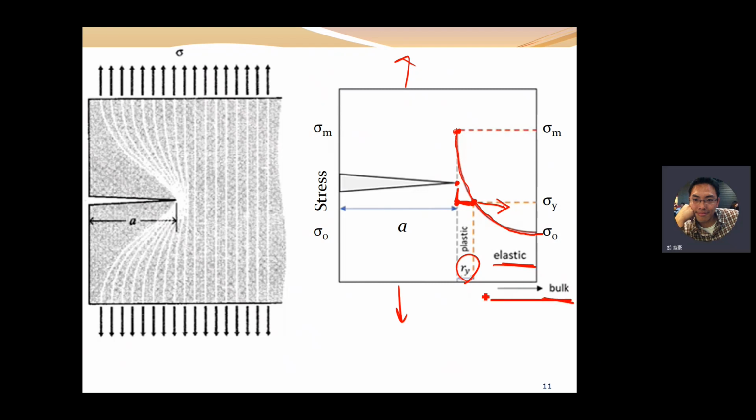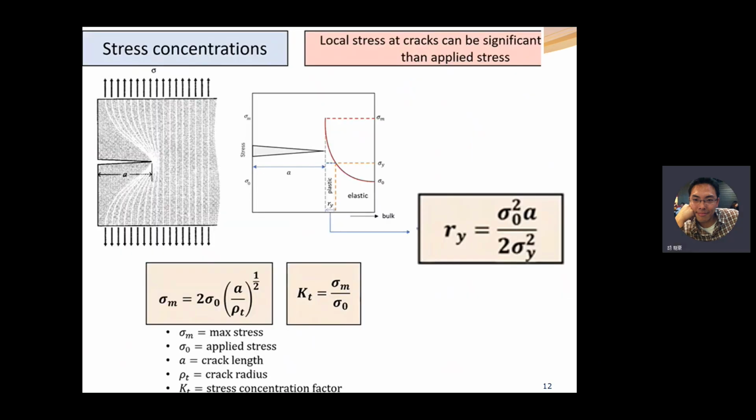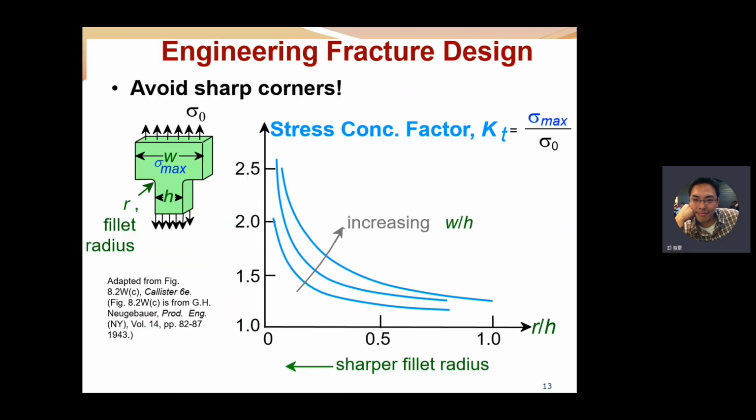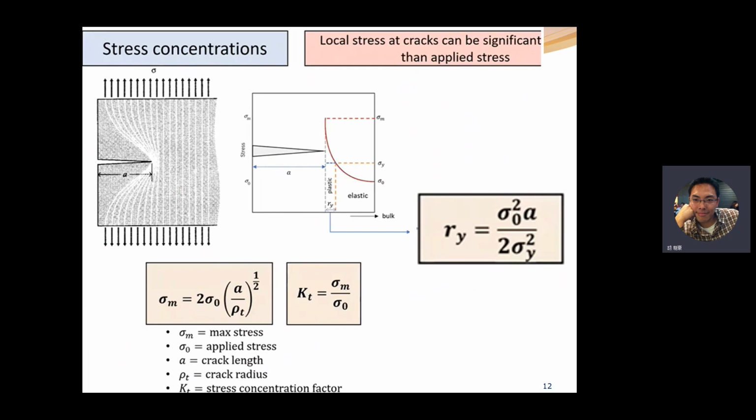And the stress close to the crack tip belongs to the plastic deformation within Ry. So we can calculate Ry, which equals sigma naught squared times pi divided by 2 sigma y squared.